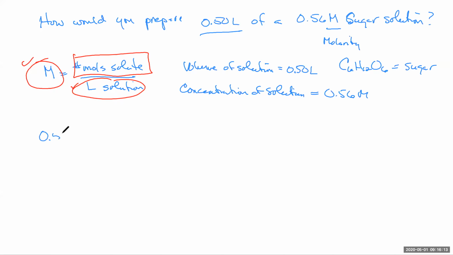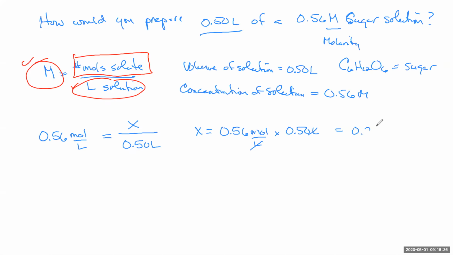I'm going to have 0.56 moles per liter, that's my concentration, is equal to X over 0.50 liters. Solving for X is going to be equal to 0.56 moles per liter times 0.50 liters. Liters will cancel. We're going to end up getting moles. It's going to be 0.28 moles of C6H12O6.